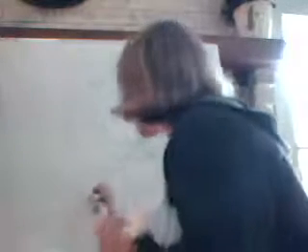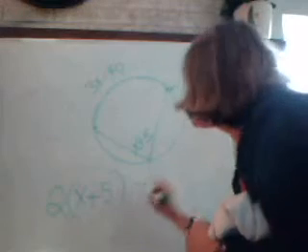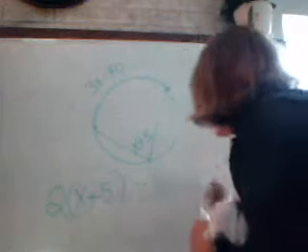So I'm going to take x plus 5, and I need 2 of those. So times 2 equals 3x minus 40. So there's my equation. Then we just solve it.